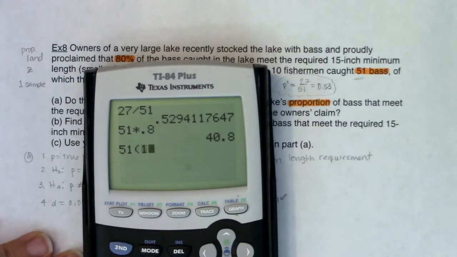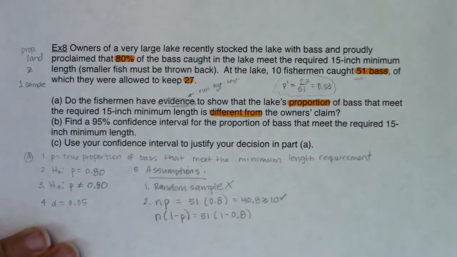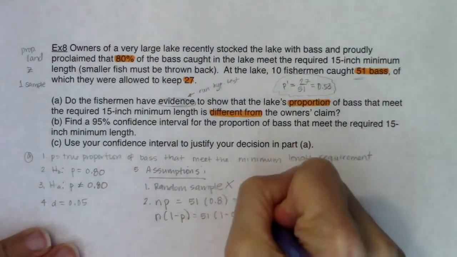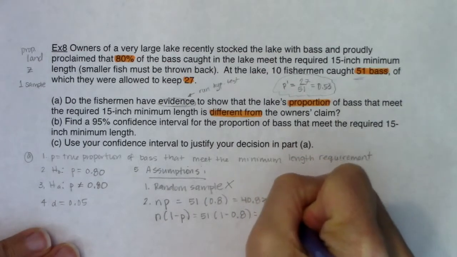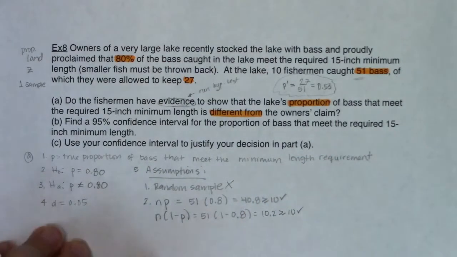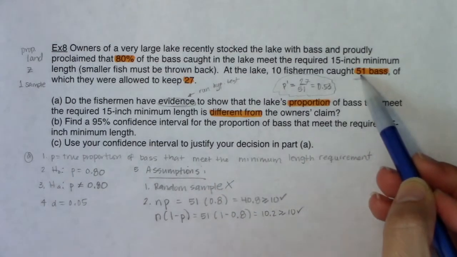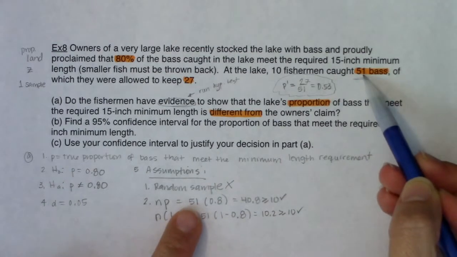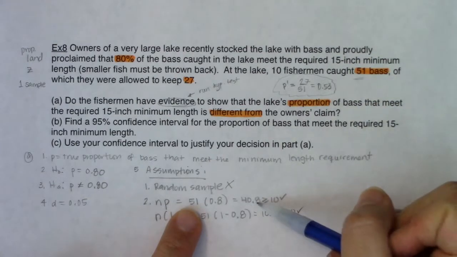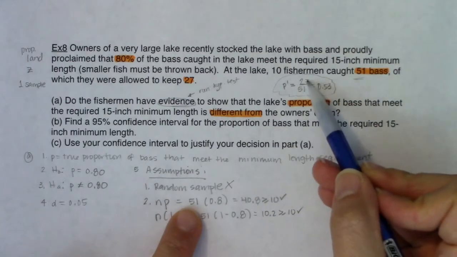So 51 times 1 minus 0.8 is 10.2. So I'm just scooching in there, greater than or equal to 10, but I got it. All right, here we go. So this is saying that if I had a random sample, or I shouldn't say random, we didn't have one, but if I had a sample of 51 bass, I expect to see almost 41 fish that meet the length requirement. What did I actually see?